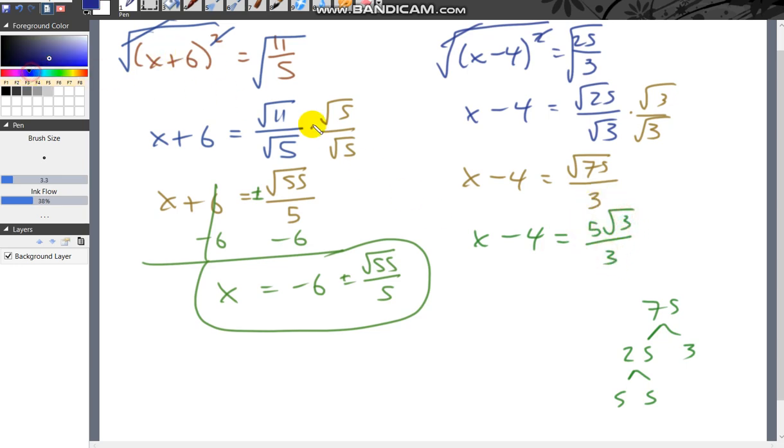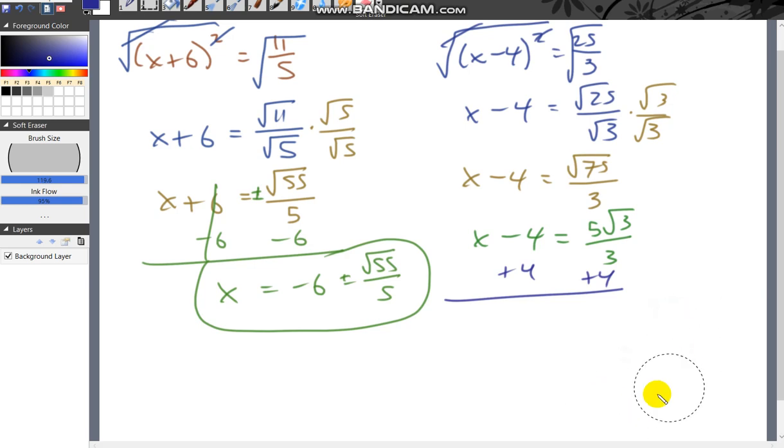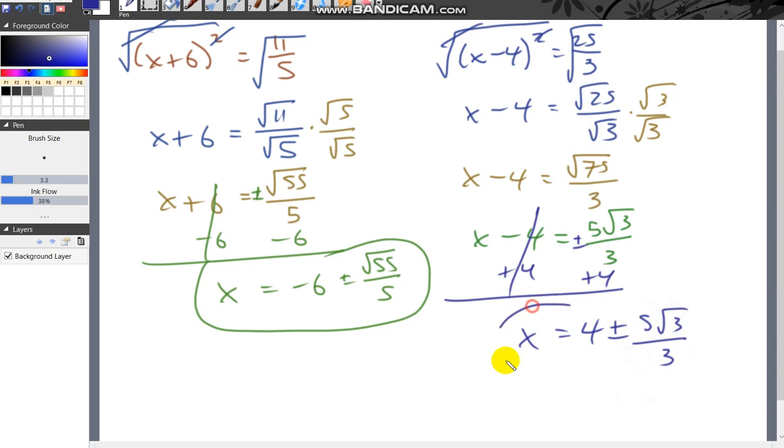And then similarly, just like the other problem, we can add 4 to both sides. And as you can see, we get x equals 4 plus or minus 5 times the square root of 3 divided by 3. Yep, don't forget the plus minus. My bad, I just seem to have kept forgetting, but that is basically how that works. Okay, please let me know if you have any questions on this, and that is it.